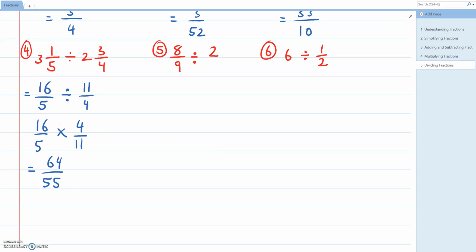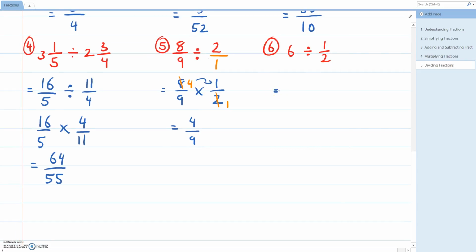If we ever end up with something like this, 8 over 9 divided by 2, I always write it as 2 over 1. That's the same thing. 1 goes into 2 2 times, so we've not changed anything. But now we can do our stay, change, and then flip. And just to make this easier, 2 goes into 2 once, and into 8 4 times. 4 times 1 is 4, and 9 times 1 is 9, and that's the best we can do for that one.